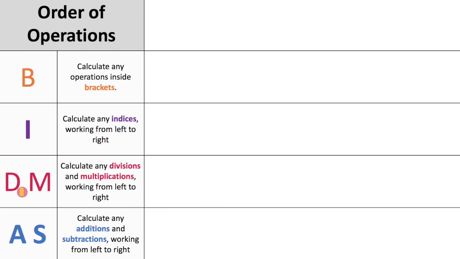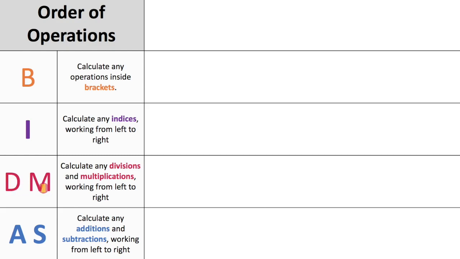Next, I'm going to do my division and multiplication. So calculate any divisions and multiplications working from left to right. Now, hopefully you can see that I put the D and M next to each other. I didn't put them on top of each other. I put them next to each other. And the reason for that is because one isn't more powerful than the other. In other words, one doesn't take priority over the other. I don't have to do my multiplication first. I don't have to do my division first. That's why I've put them next to each other.